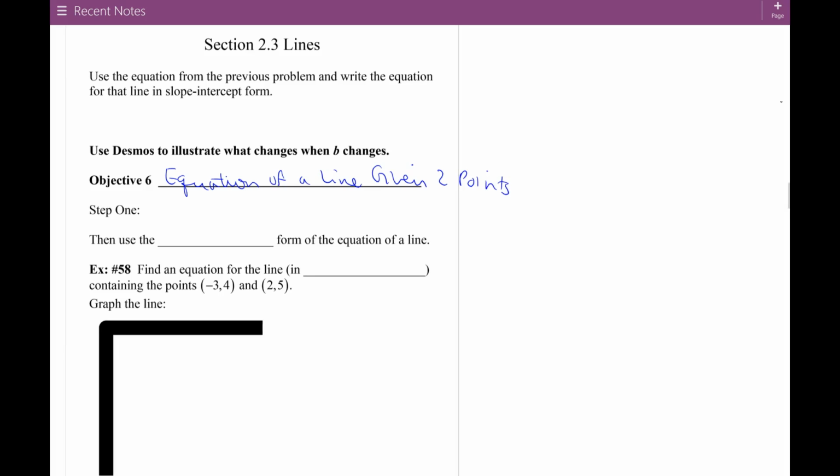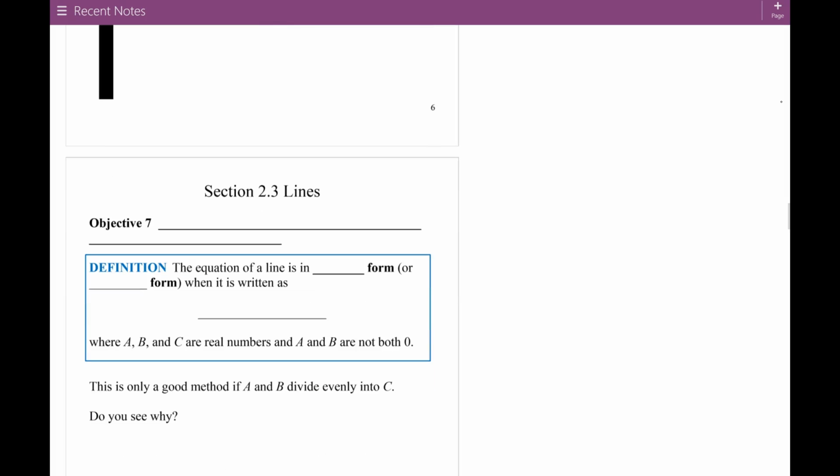Well, the first thing you do is find the slope, then use the point slope form of the equation of a line. And we'll do an example in class. And then graph lines in general form. So that's yet another form. So we have point slope form, slope intercept form, and general form.